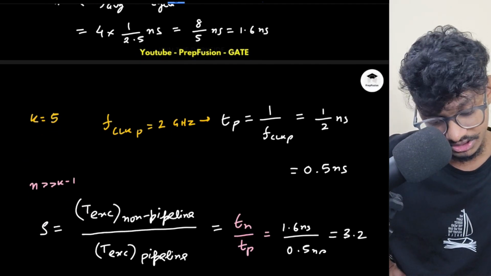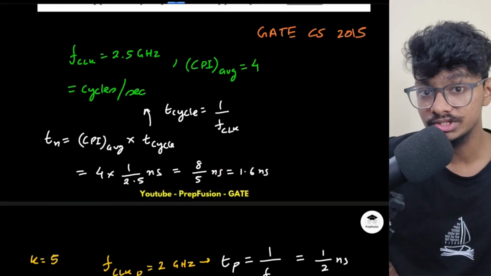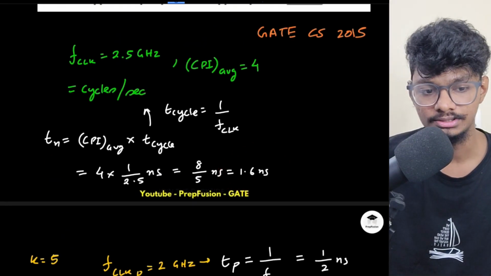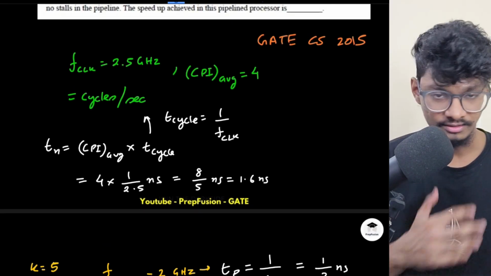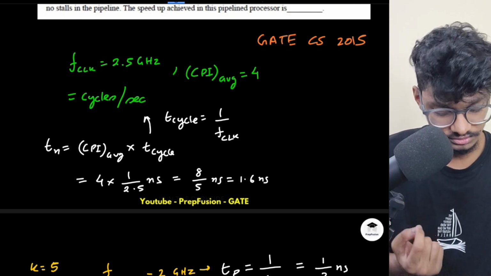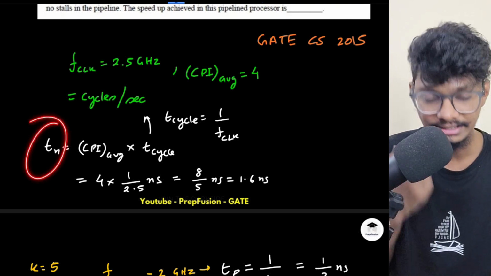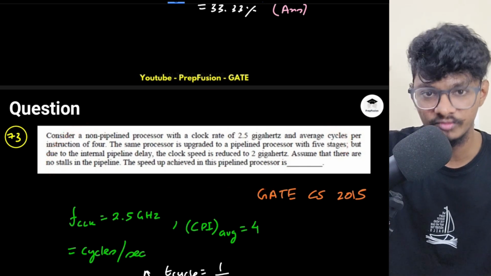which is not equal to Tn. So it is not a balanced pipeline system. I hope you understood. I went a bit fast, but everything is simple: you just have to find the Tn and Tp. Here they have not mentioned the number of tasks, so I'll assume n to be very high.